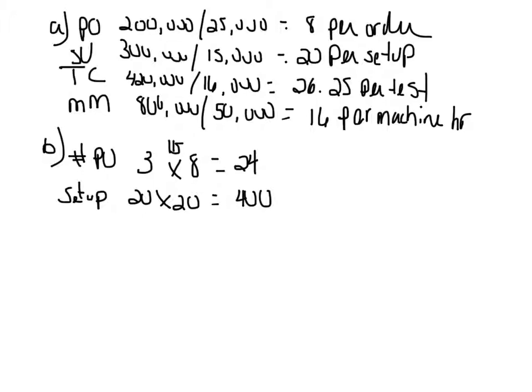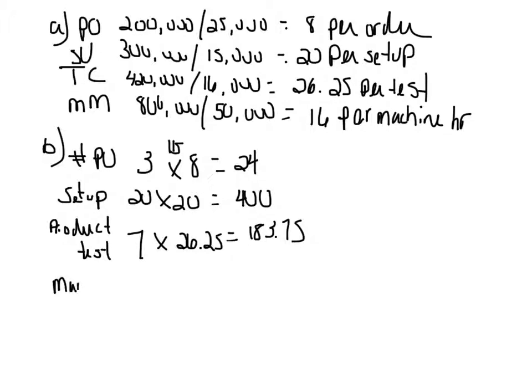Okay, and then we move on to the next activity, product test. We had 7. That's what the actual order was. And then what was the rate for this one? 26.25. Yep. What does that come out to? 183.75. Good. And then the next one we had machine maintenance. So this one's by machine hours. This is a big one. So 150 hours by $16 per machine hour. What does that come out to? 2,400. Good.